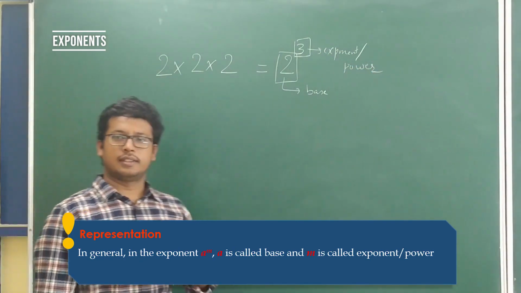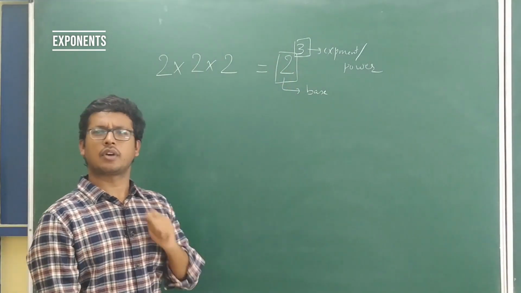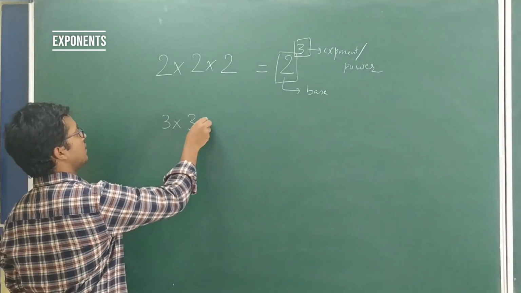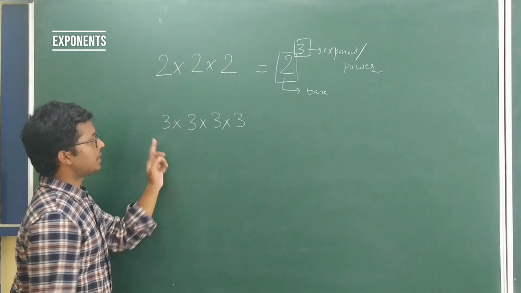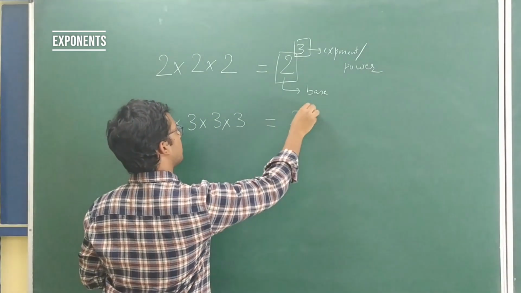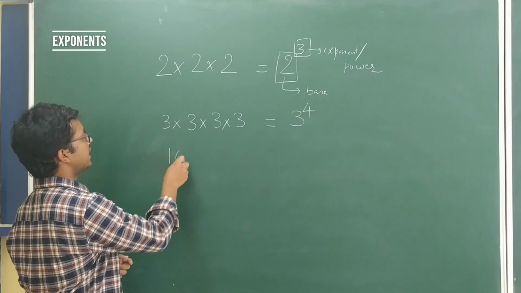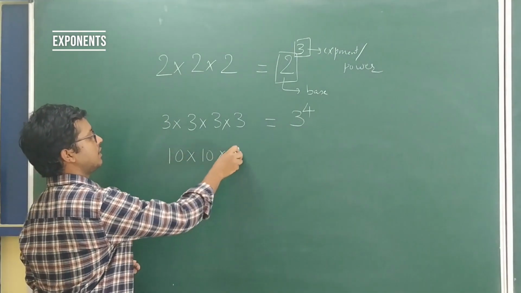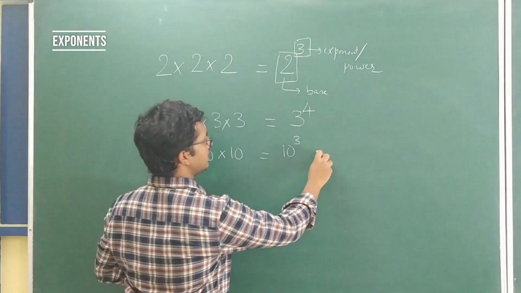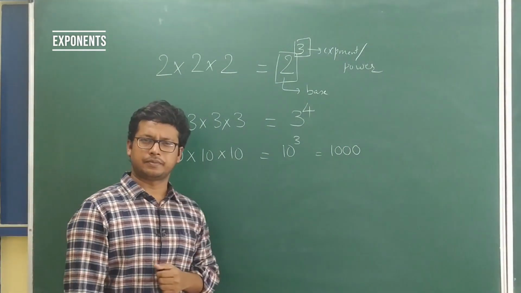So what we study in this lecture is all the properties of exponents, and we solve some simple problems. Let's take another example. Let's say I will multiply 3 four times. So when I multiply 3 four times, the easiest way to represent this is 3 power 4. One of the popular examples that you've studied already is 10 multiplied, let's say 3 times. Then this is represented as 10 raised to 3. 10 raised to 3 is nothing but 1000. I'm sure you've studied this one.